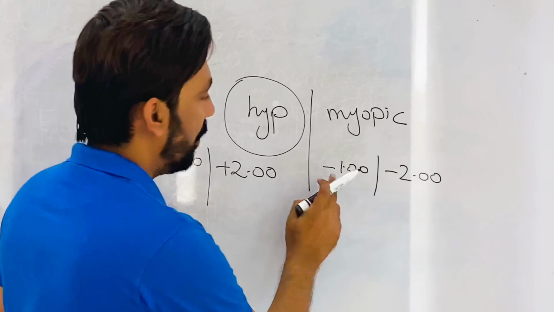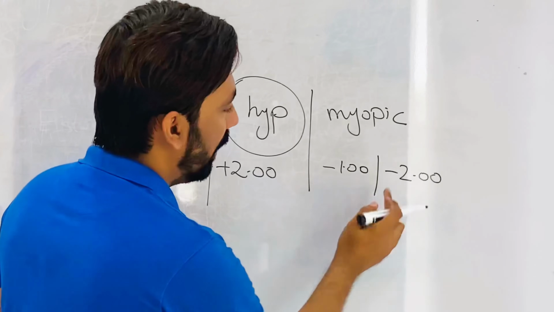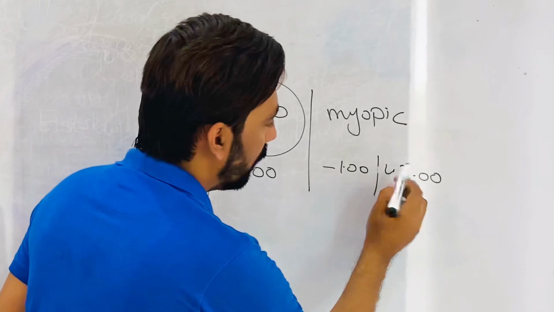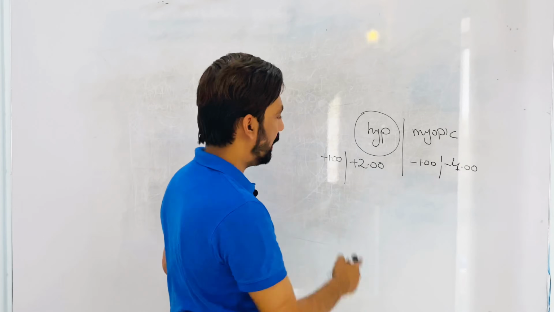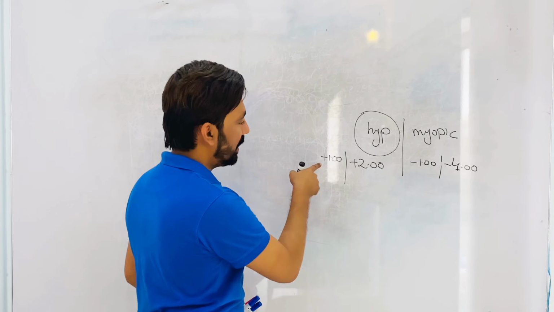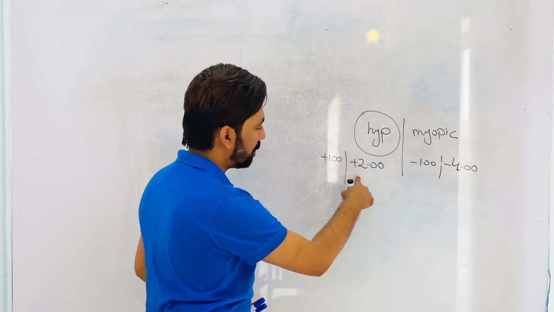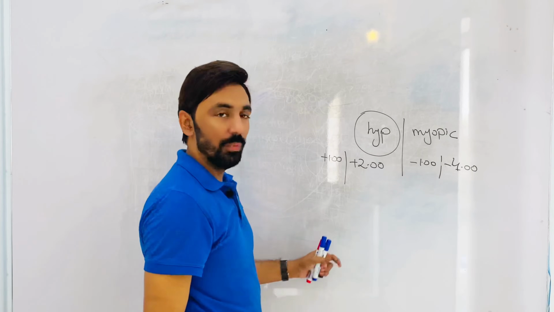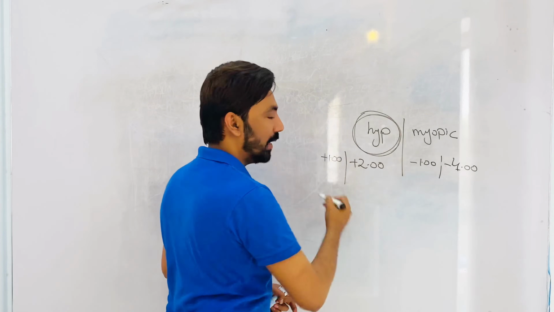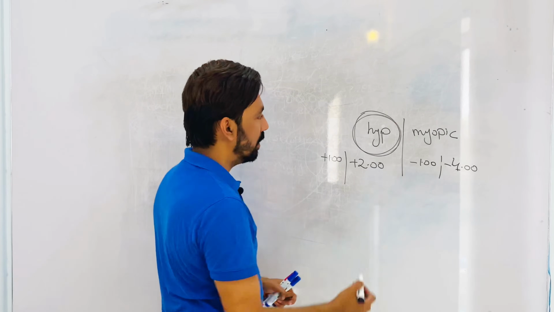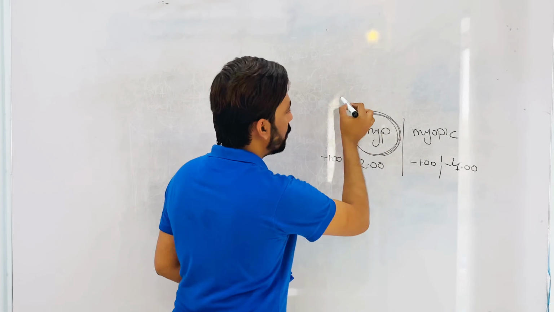For example, if the myopia has -1 in the right eye and -4 in the left eye, and in case of hypermetropia, the patient has +1 in the right eye and +2 in the left eye, which patient is under the threat of amblyopia? Still hypermetropia. What is the reason behind that? Because the hyperopic patient will always use accommodation.